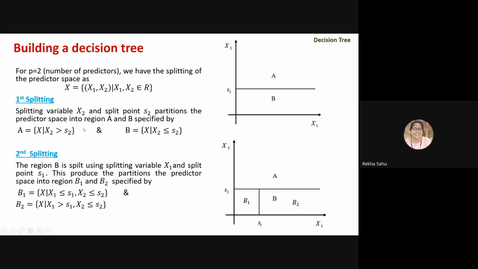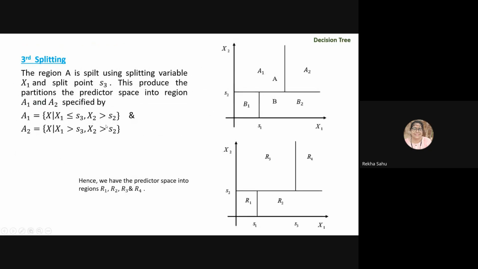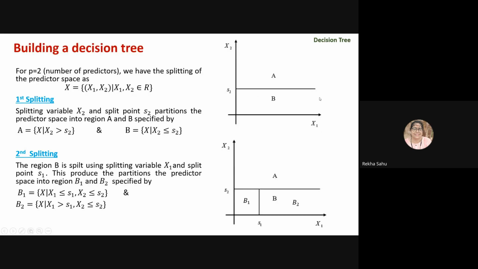I already explained just here how the region is created. In the same way you are considering here. What happens? This is the total data set. Then according to the value of X2, the splitting point is S2. When the X2 value is less than S2, it belongs to region B. And if it is greater than S2, then it belongs to A.